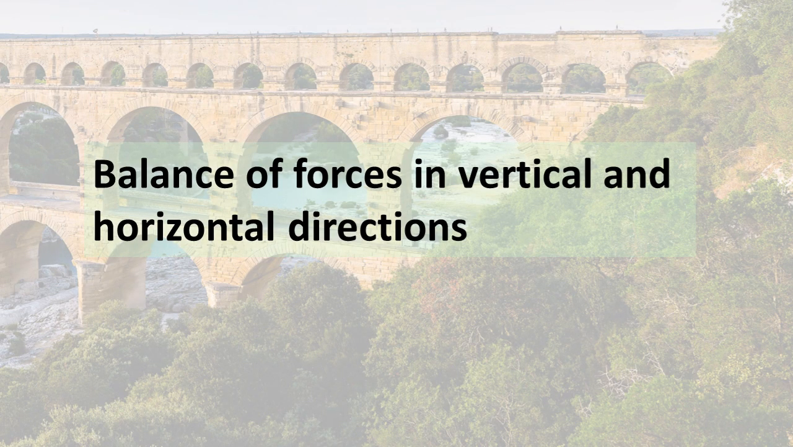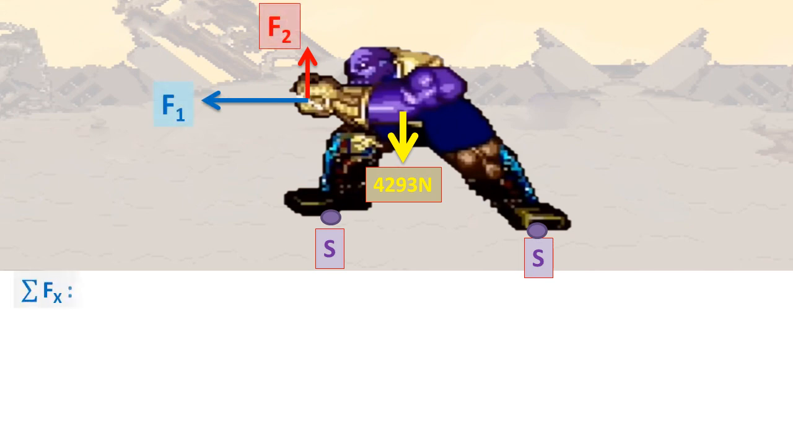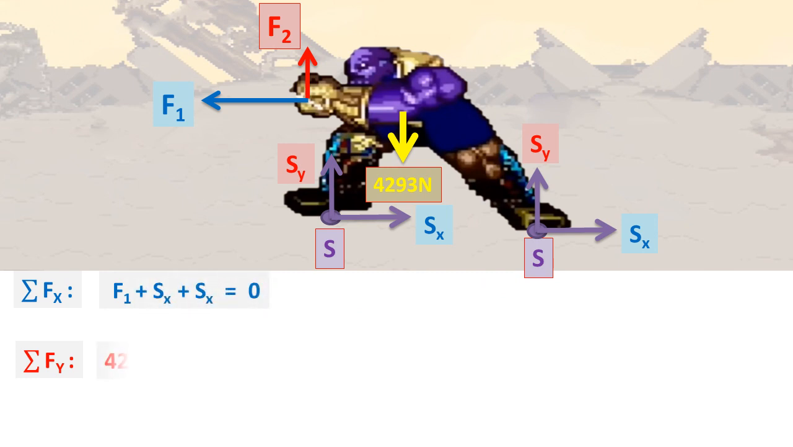Balance of forces in vertical and horizontal directions. Okay, now, come back to the example. We only need to resolve all forces into x-axis forces, Fx, and y-axis forces, Fy. Then, add up all x-axis forces and y-axis forces. For the reaction force, S, on each foot, it can be resolved into Sx and Sy. Because Thanos does not move in the vertical direction or the horizontal direction, the net forces in these two directions must be 0. In other words, the sum of x-axis forces is 0, and the sum of y-axis forces is 0.